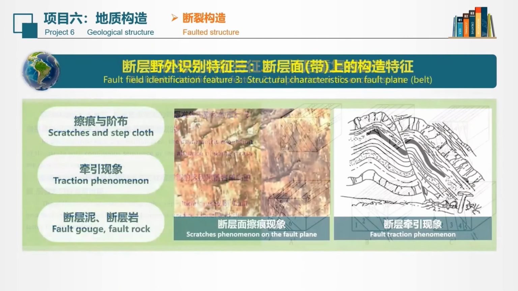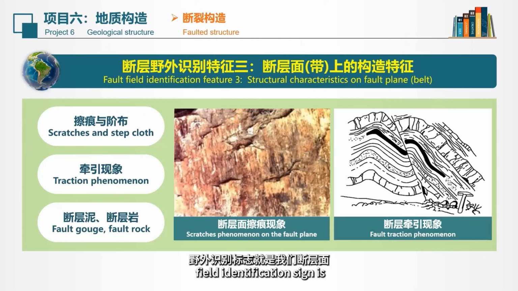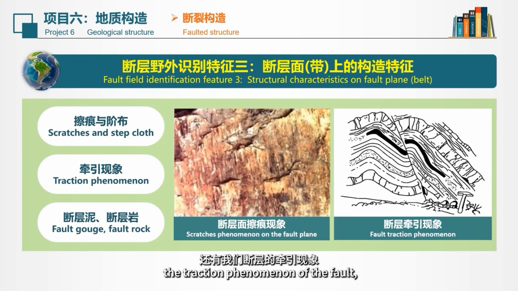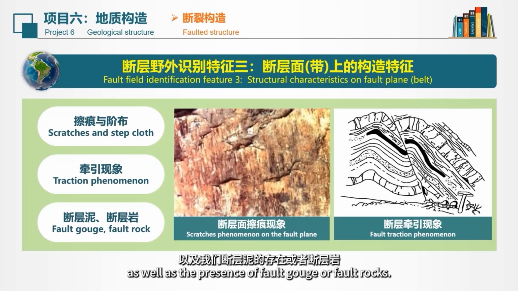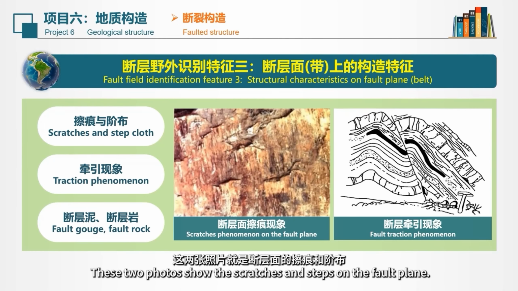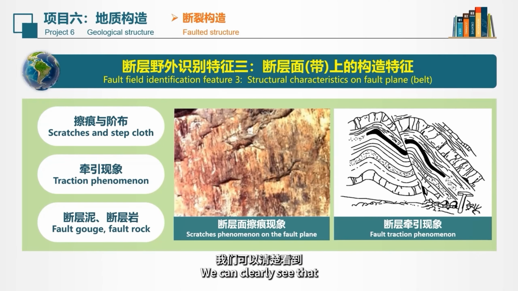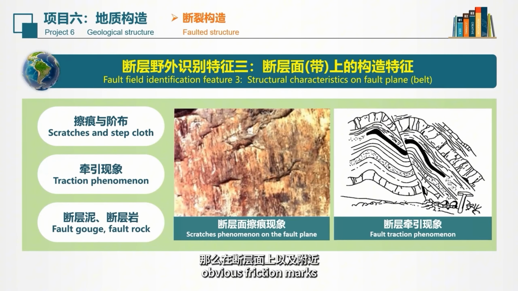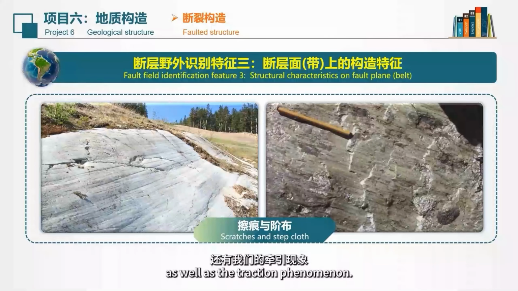Third, field identification signs include the structural features on the fault plane or within the fault zone, such as the scratches and steps on the fault plane, the traction phenomenon of the fault, as well as the presence of fault gouge or fault rocks. These two photos show the scratches and steps on the fault plane. We can clearly see that due to the sliding and friction between the rock blocks on both sides of the fault plane, obvious friction marks are left on and near the fault plane, as well as the traction phenomenon.